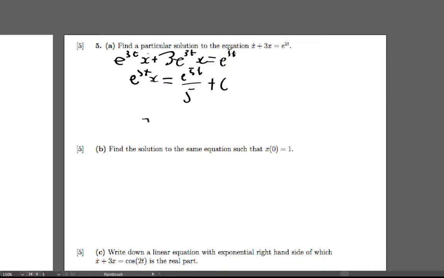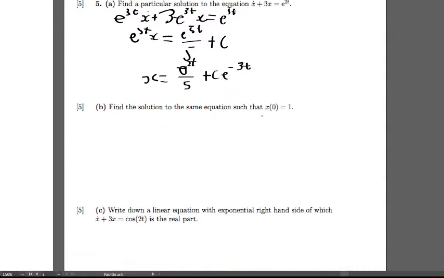So x here would be 1 over 5 e to the 2t plus c e to the power of negative 3t. Because this is 3, that means it's minus 3t. There we go. Yep, my writing is so bad. Part B. Find the solution to the same equation such that x naught equals 1. Okay.